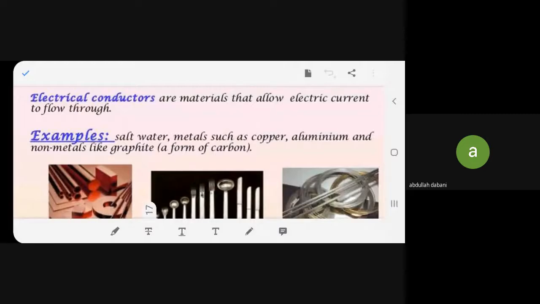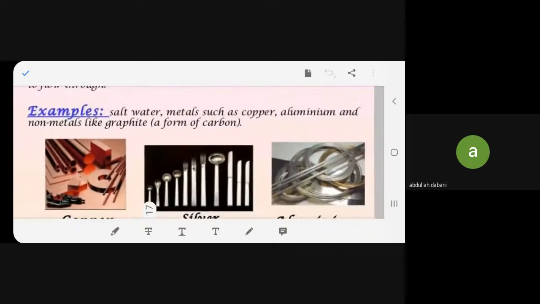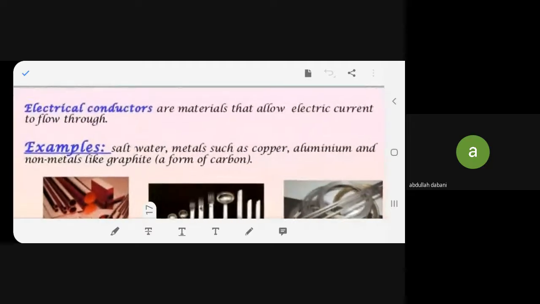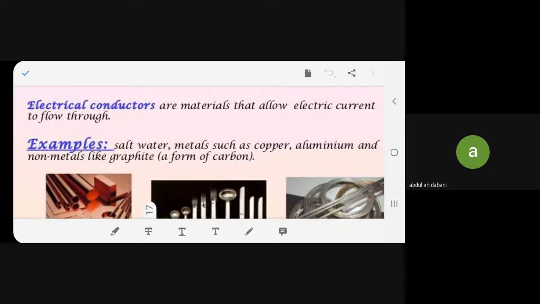Electrical conductors are materials that allow electric current to flow through. Examples: salt water, metals such as copper, aluminum, and non-metals like graphite, a form of carbon. So the conductors generally allow electric current to pass through.